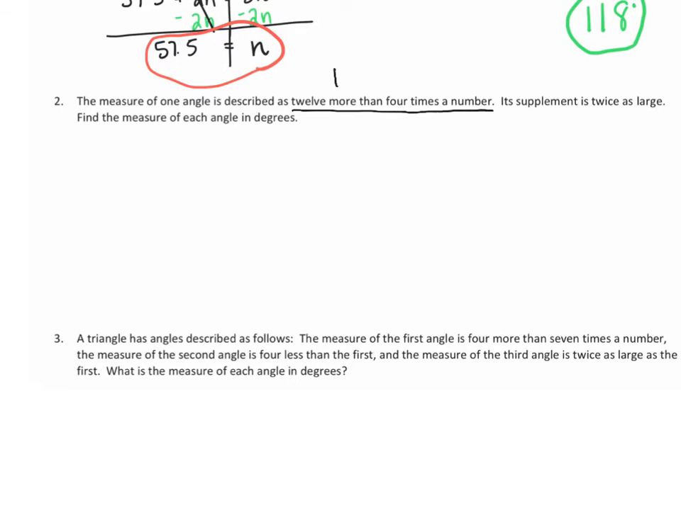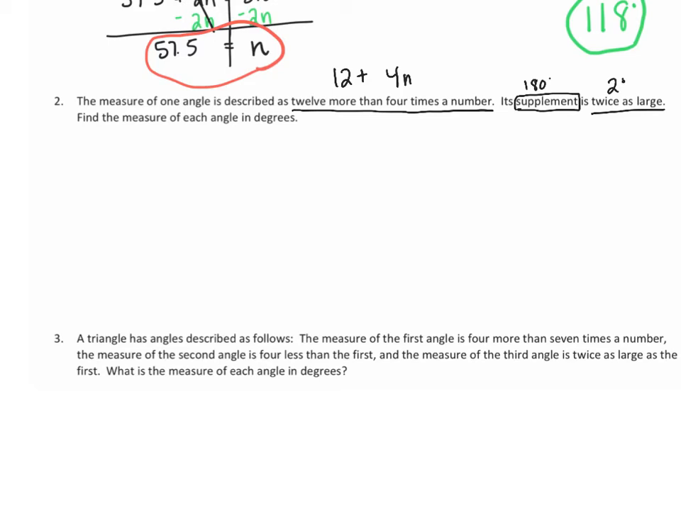Number 2 says the measure of one angle is described as 12 more than 4 times a number. 12 more than 4 times some number. Its supplement, remember that supplement means together they equal 180 degrees, is twice as large. So when something's twice as large, it's 2 times bigger. That's supposed to be a multiplication sign. Find the measure of each angle in degrees.